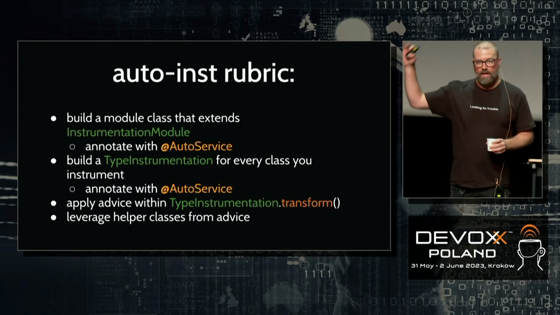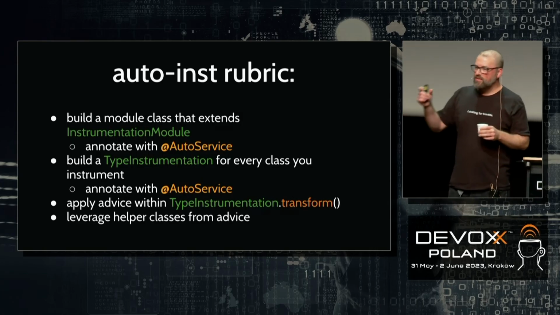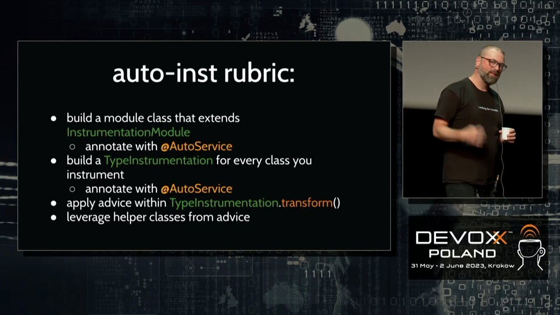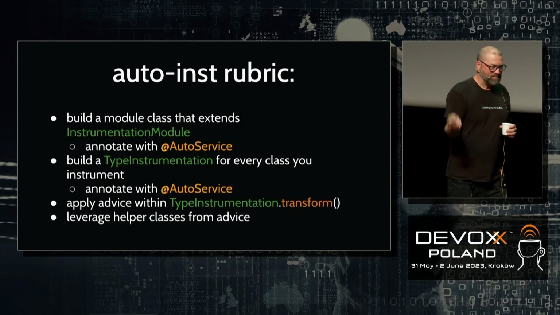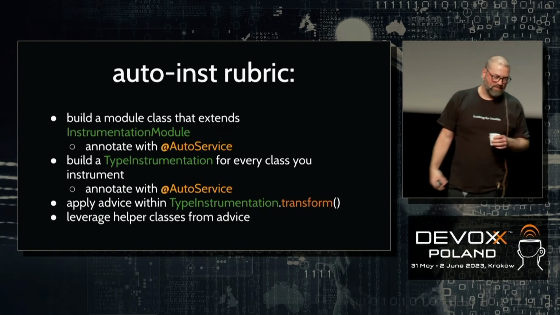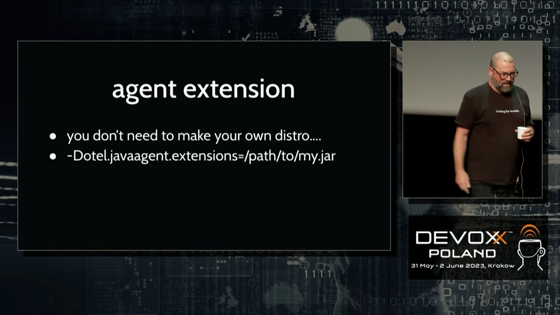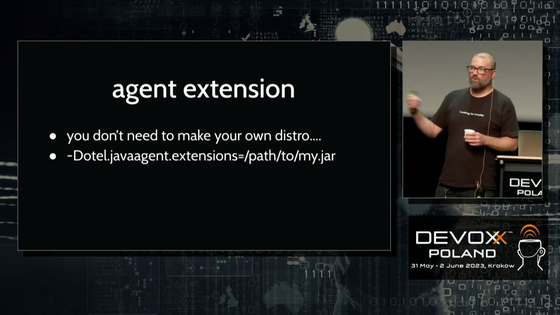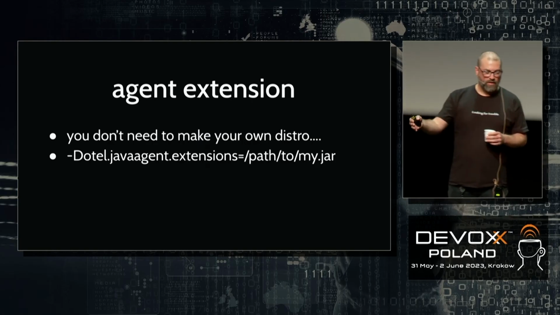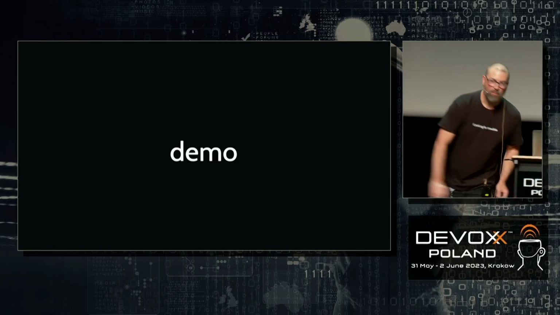All right, so a quick recap of what we just saw. Because there's a lot of multi-syllabic words here, and they all kind of blend together in my brain, so I think it's important to have them listed out. Instrumentation module, type instrumentations, and advice classes. Those are the main things that you're going to see here when we look at the source code. And again, I kind of already covered this, but you don't need to roll your own distro. If you just pass this system property on the command line, you can add an extension to the agent. All right, we'll go back to the demo.